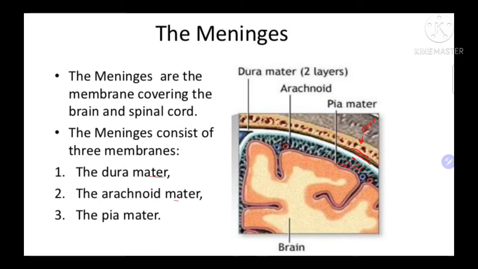And between the arachnoid and the pia mater, the pia mater is the inner one, very attached to the brain tissues. Between the arachnoid and pia mater, we have the subarachnoid space. Between dura and arachnoid, we have the subdural space, and between dura and periosteum, we have the epidural space.